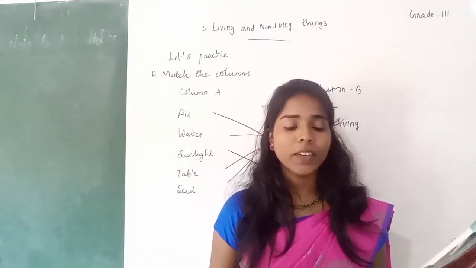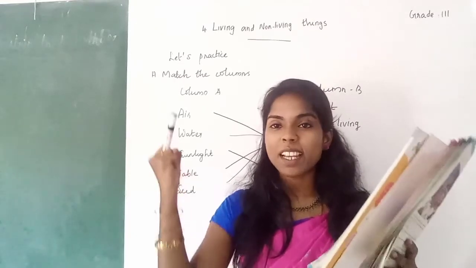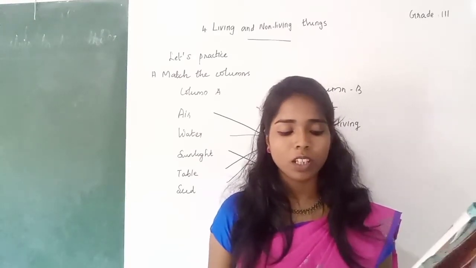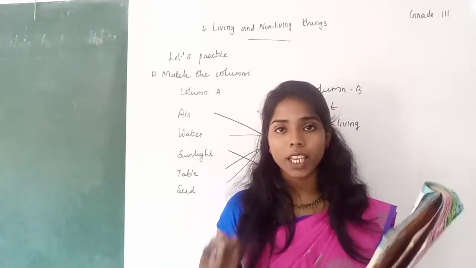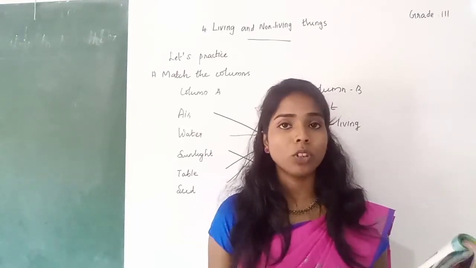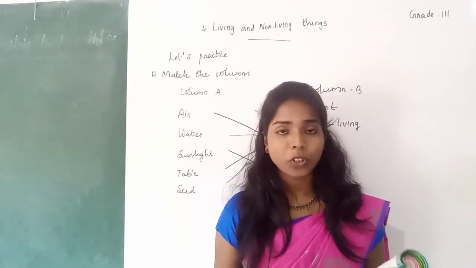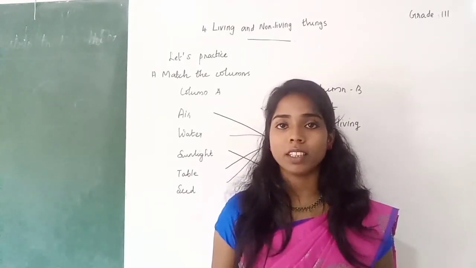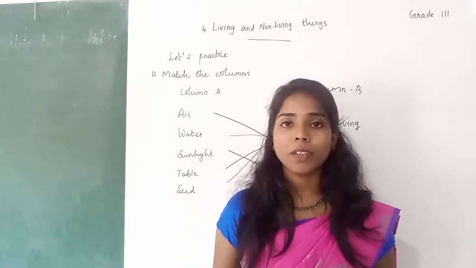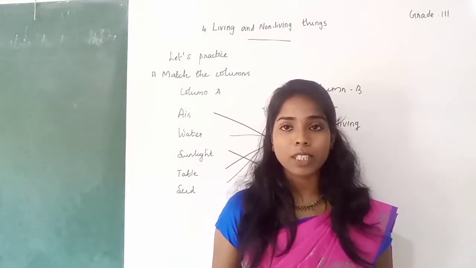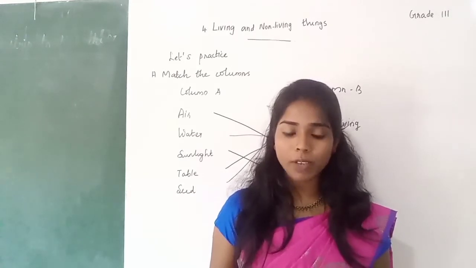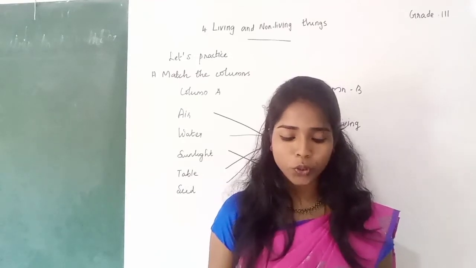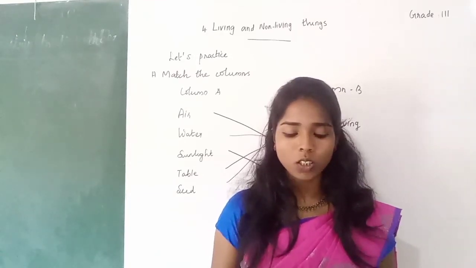Fourth question, living things need dash to get energy. So what is the answer? Food. Living things need food to get energy. And fifth question, a pencil is a non-living thing. Okay, all of you write the answers. For first question, gills. For second question, wings. For third question, cannot. For fourth question, food. For fifth question, non-living thing.